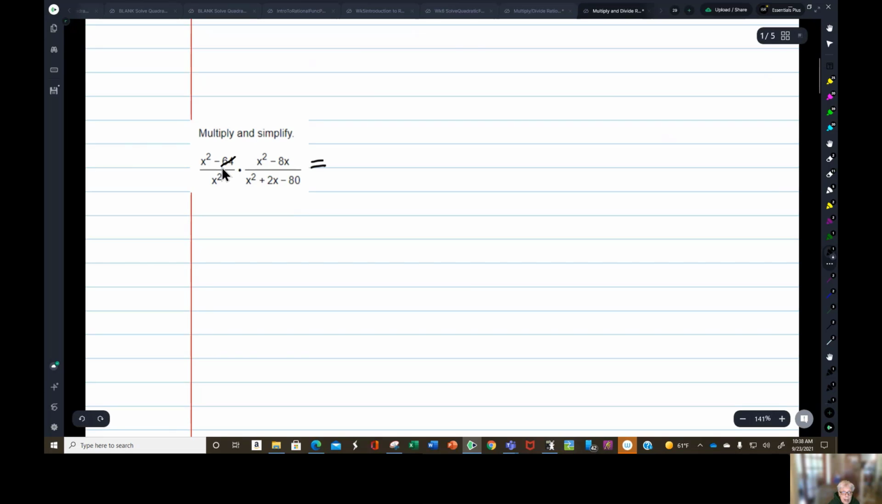64 is 8 squared. So this will be x squared minus 8 squared. I'll be factoring that by the difference of 2 squares. Here we have x squared minus 8x. X squared is x times x minus 8x.